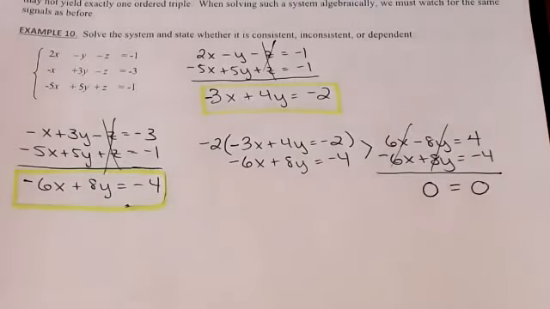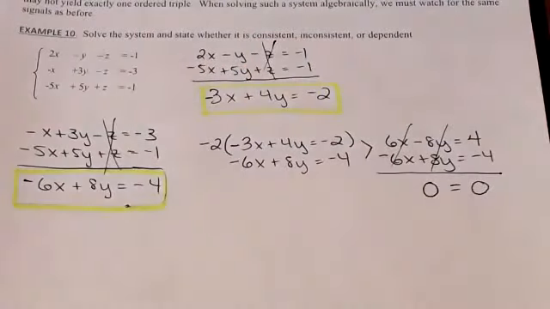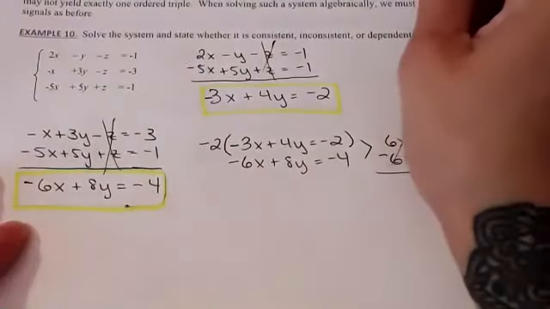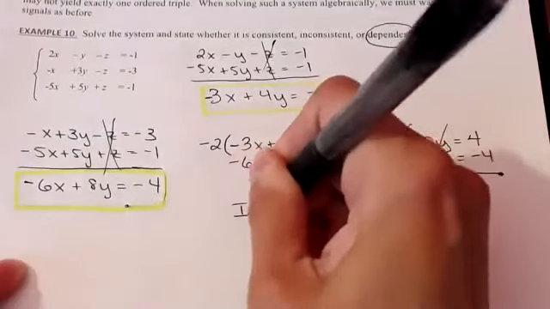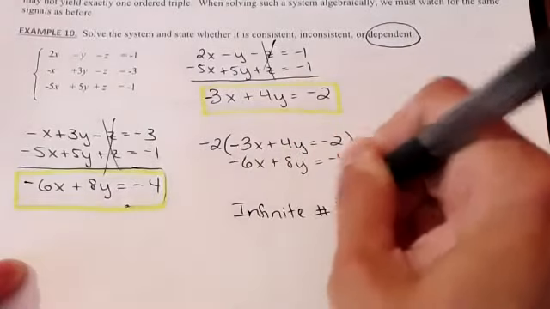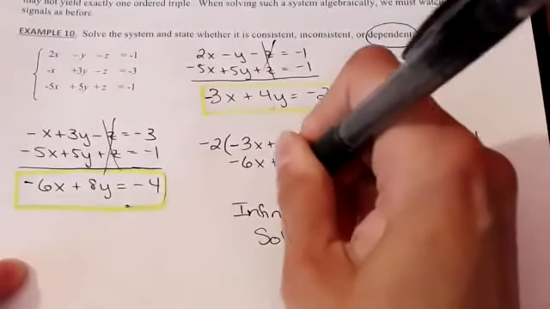Would it be inconsistent? Which one? What was the other one? We've got them right here. Oh, it's actually going to be dependent. So this particular system is dependent. As a reminder, we are left with a true statement: 0 equals 0. What this implies is that there is an infinite number of solutions, and that's what we would actually write for our answer. There's an infinite number of solutions.